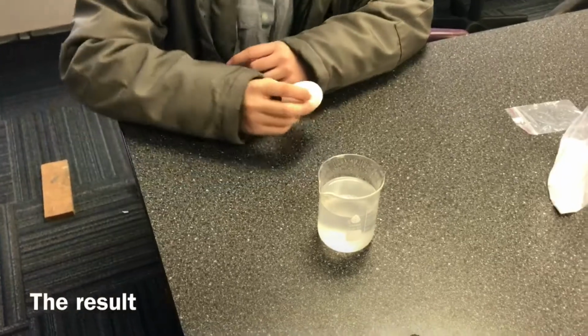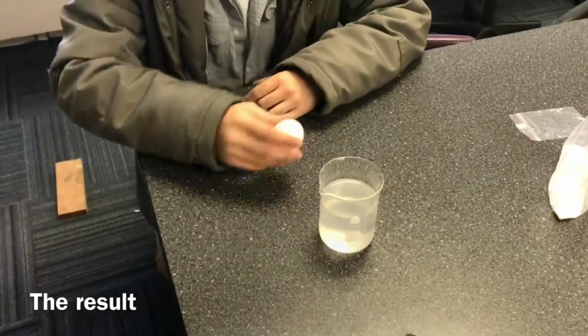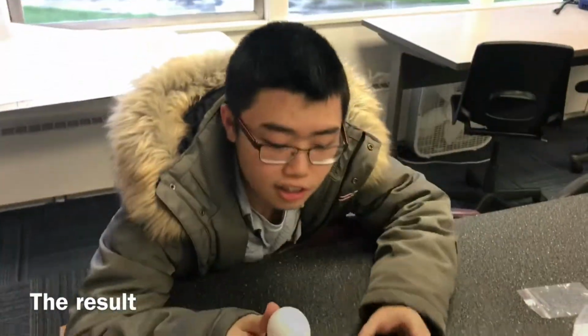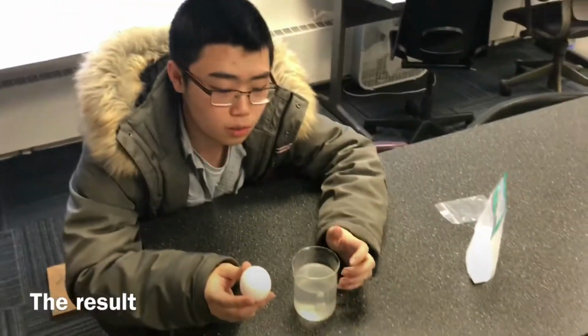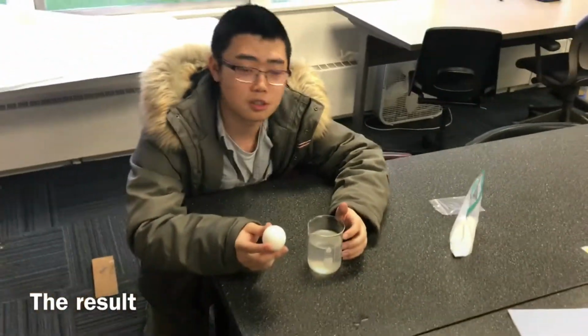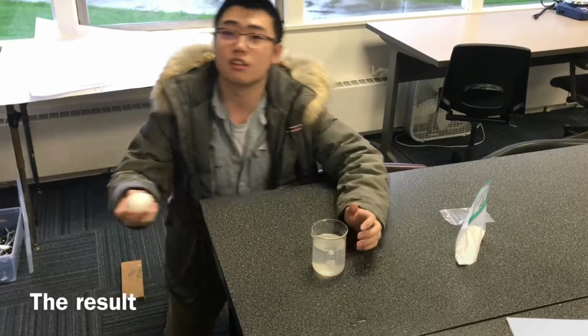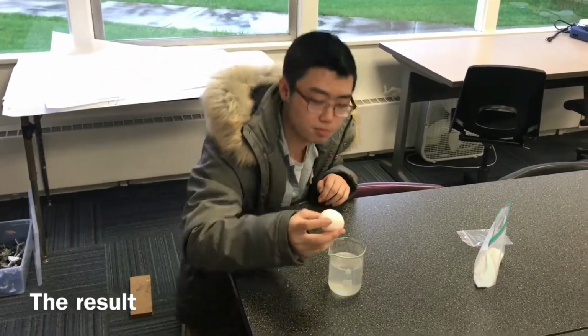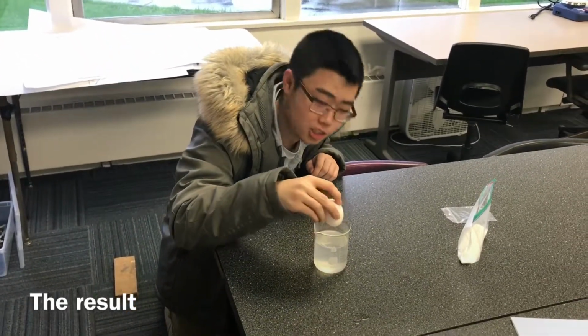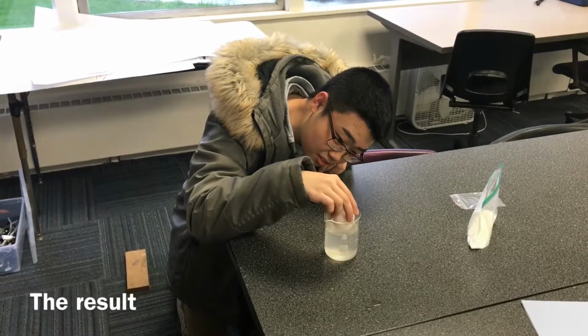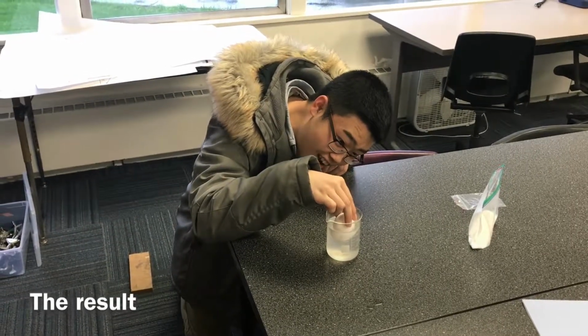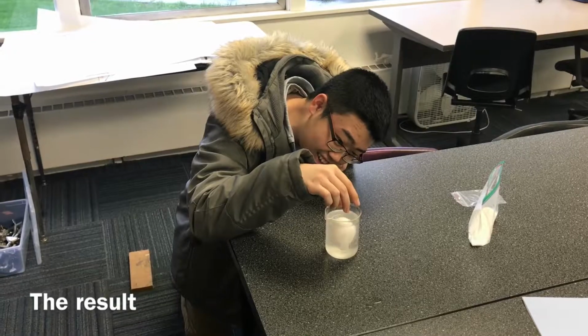And then here's the egg. Here's the salty water. Right now, the density of the salty water is greater than the density of the egg. So the egg should float. It should. I guess that way.